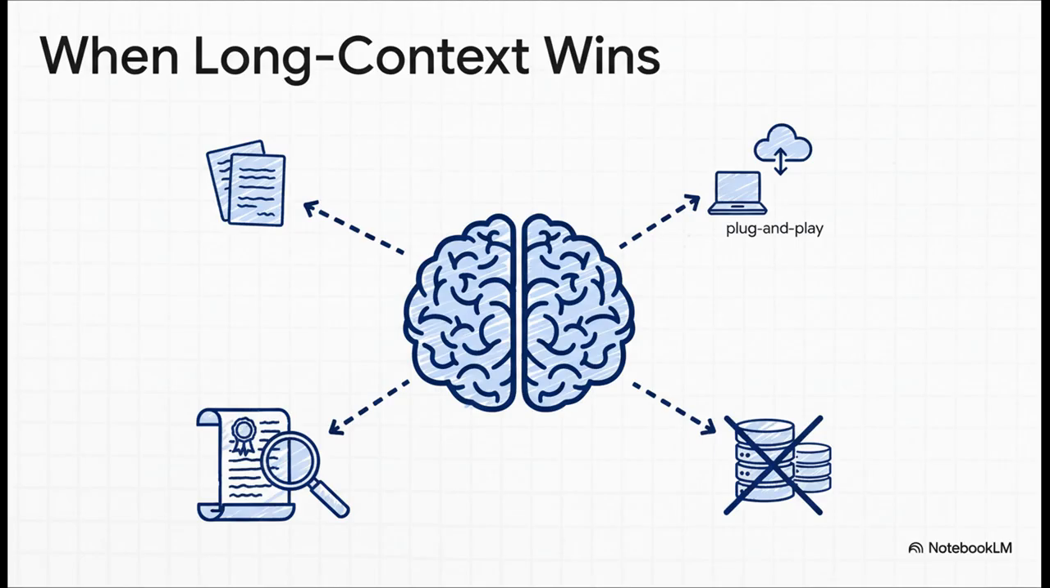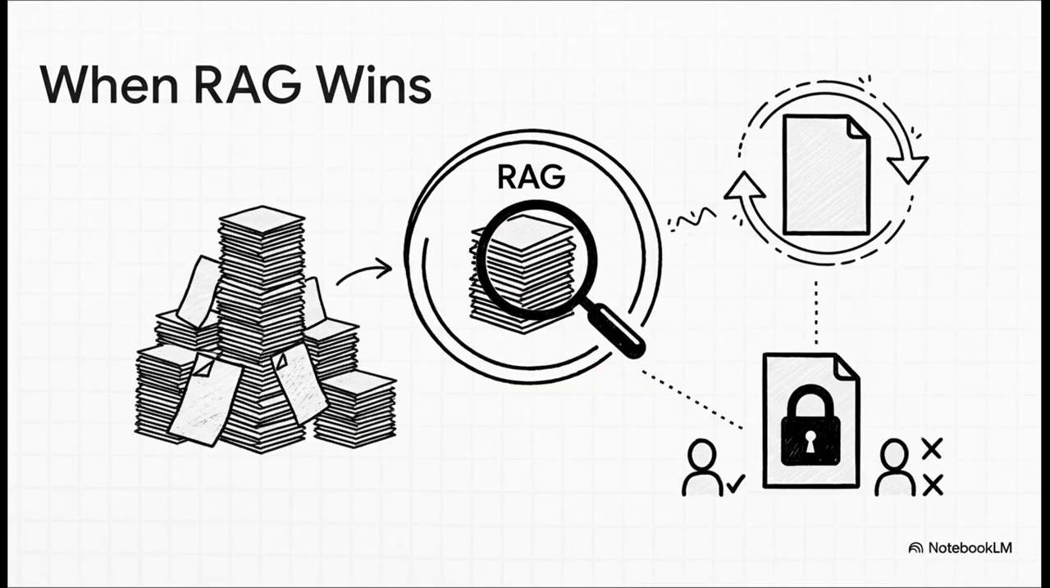It's also great if you're just prototyping and you don't want to mess around with setting up a whole vector database. But RAG is the workhorse. This is where it really shines, especially for big applications. If you're building a chatbot on top of your company's entire knowledge base, we're talking hundreds, maybe thousands of documents, long context isn't even an option. It just won't fit. And RAG's a no-brainer if your data is always changing, like a newsfeed.